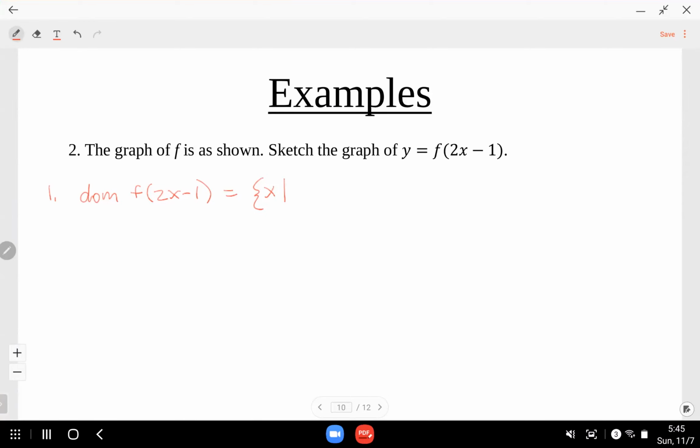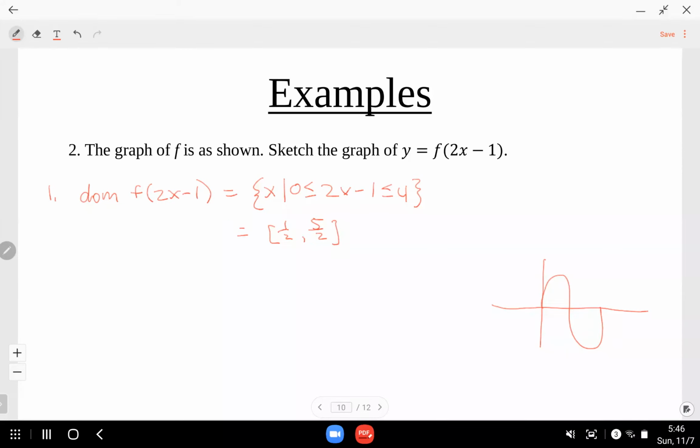oh wait, the graph of f isn't shown. Oh well. It's the same one as last time. I'm too lazy. Okay, so moving on. It's going to be 0 to 2x minus 1. After we set our inequality, I'm going to solve it, and we're going to get 1/2 to 5/2. Okay, so that is our new domain.